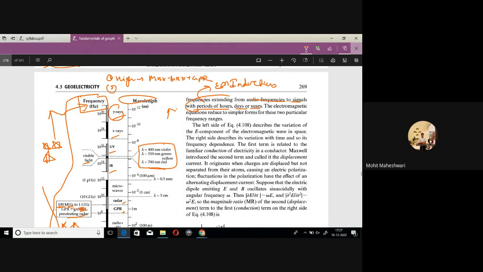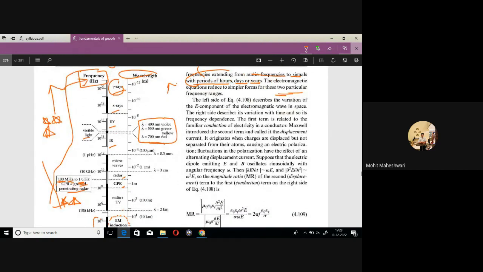And the second is the low frequency range, which is used in the electromagnetic induction method, and this extends up to 10 to the power 4 hertz, some audio signals, and signals with periods of hours, days, and years. The electromagnetic equation in these two cases reduces to simple forms for the particular ranges, and we will talk about that in a moment.